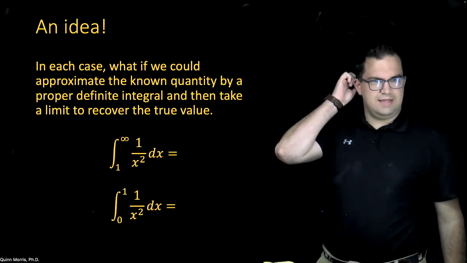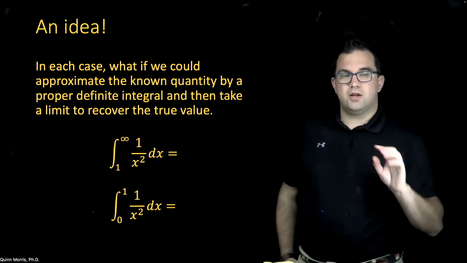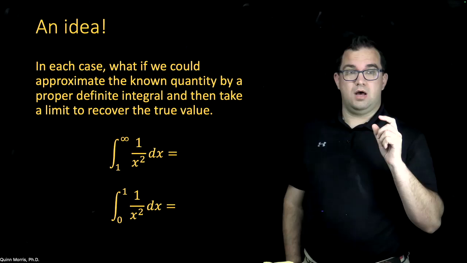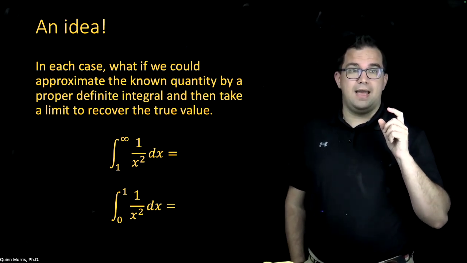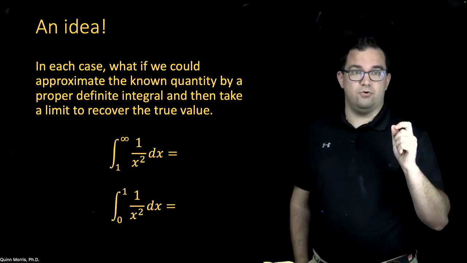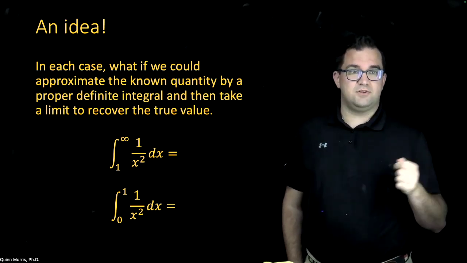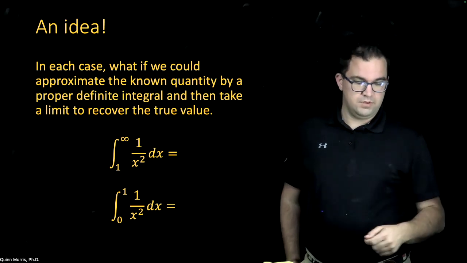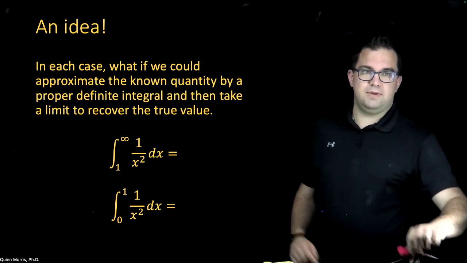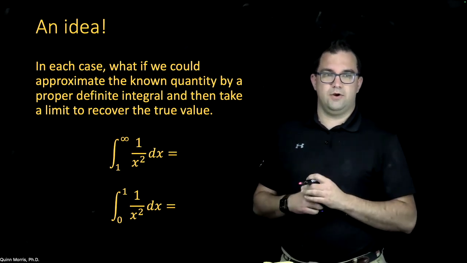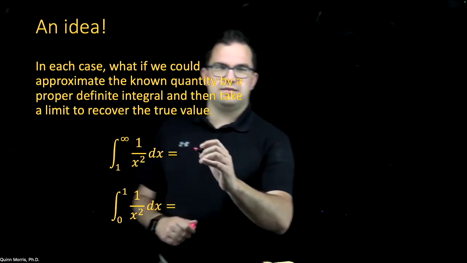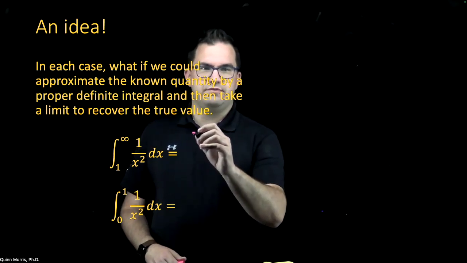So here's sort of an idea. In each case, what if I could approximate that quantity that I'm trying to find by a proper definite integral, and then take some sort of limit to recover the true value? So the idea here would be, if I want this integral from 1 to infinity of 1 over x squared, the problem here is really that infinity piece.